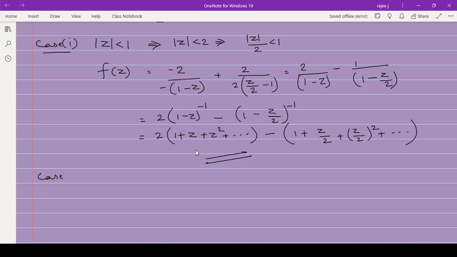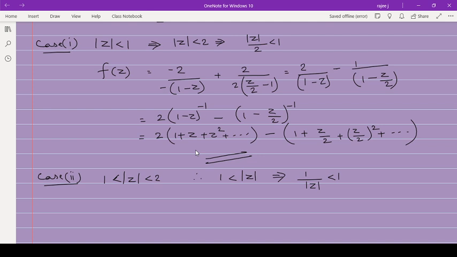Now case 2. Case 2 is 1 less than mod z less than 2. In this case, again first of all you check 1 less than mod z. So part by part we will take this one. Therefore 1 less than mod z means 1 by z will be less than 1.